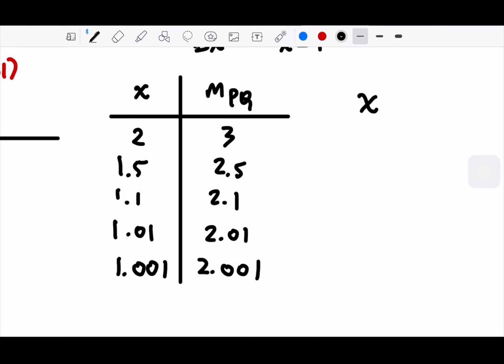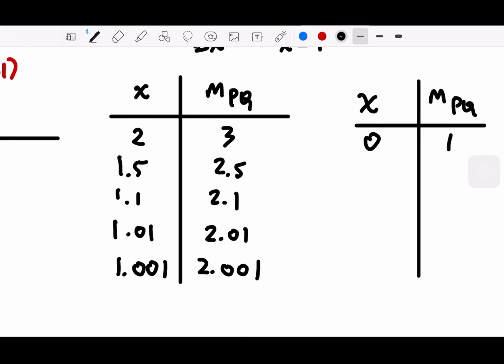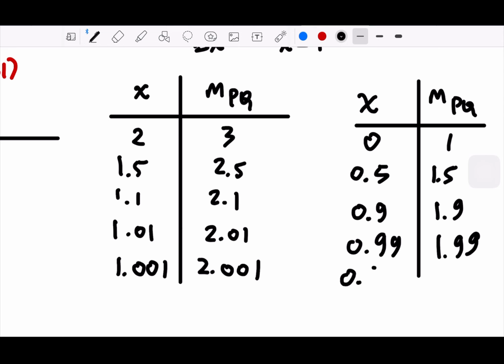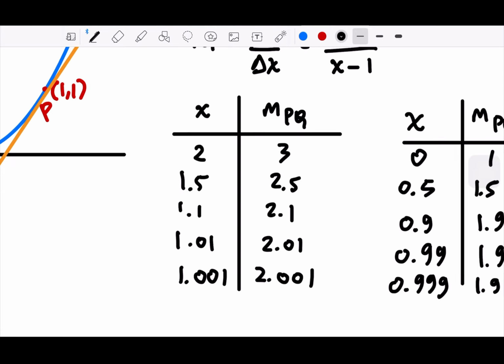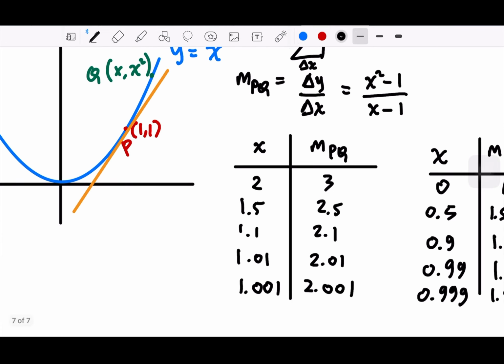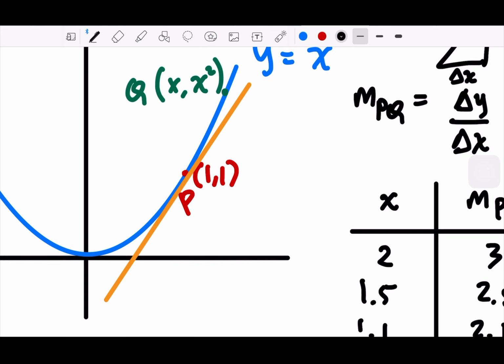Or maybe we start from 0. It's getting 1, and then start half, 1.5, 0.9 it's 1.9, and 0.99 it's 1.99. Okay, so what does this table do is we are checking every point that is possible for this grid point here.